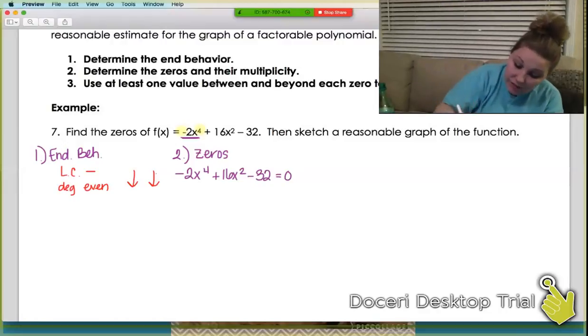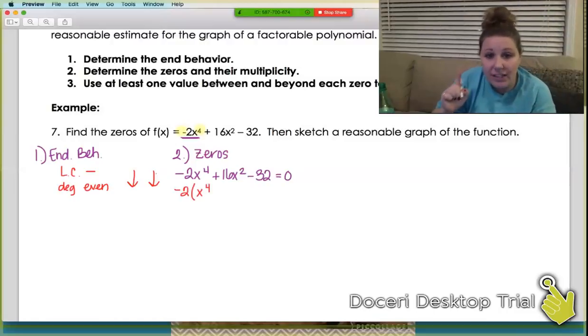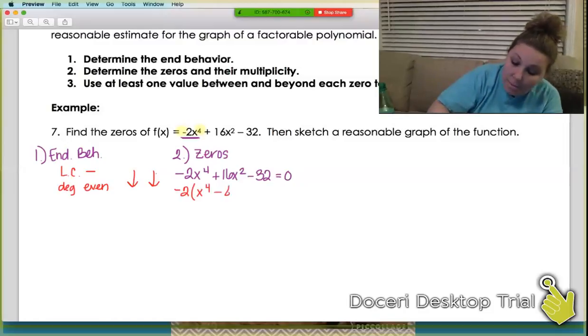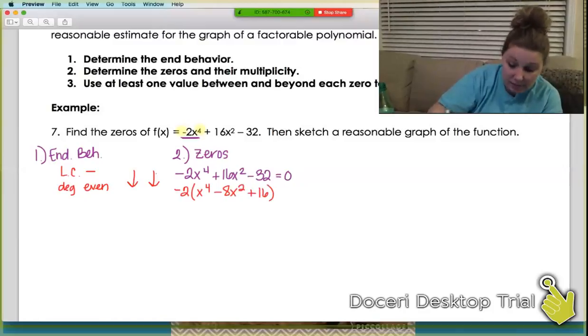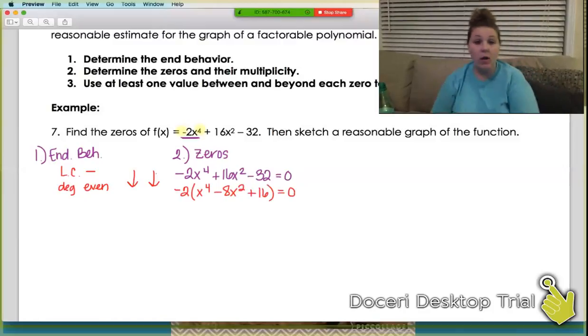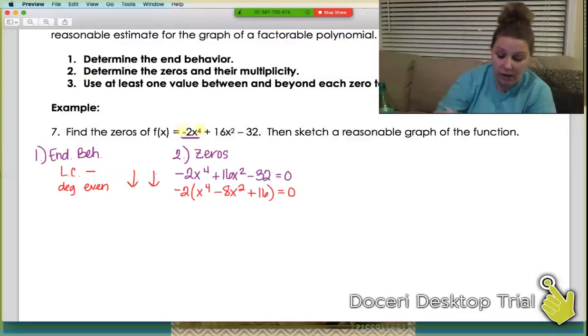So we do have a GCF of negative 2. So I'm going to start by factoring that out. When I divide by negative 2, that's going to switch all my signs. So now I have positive x to the fourth minus 8x squared plus 16 equals 0. And this, if you verify, is in quadratic form. X to the fourth, that's an even power, and then half of 4 is 2. That matches my middle term, and it's got 3 terms altogether. So that's how I know it's quadratic form.